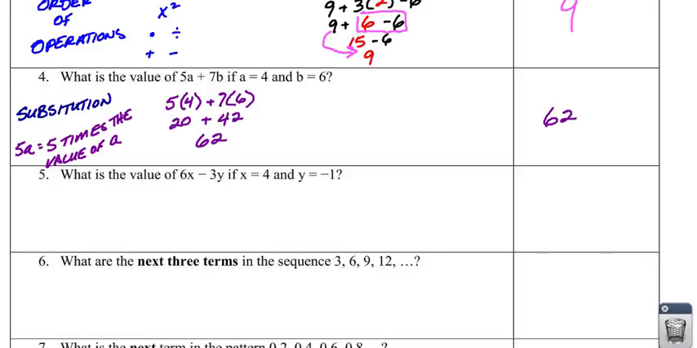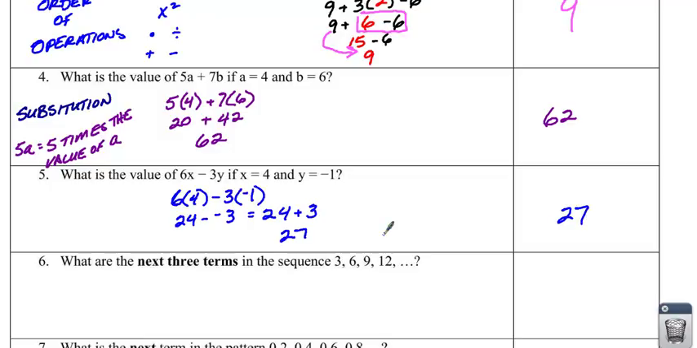Number 5, we're going to do the very same thing. We're going to think of 6 times 4 minus 3 times negative 1. 6 times 4 is 24, minus 3 times negative 1, which is negative 3. 24 take away negative 3 is just like 24 plus positive 3, and that gives us the answer of 27.